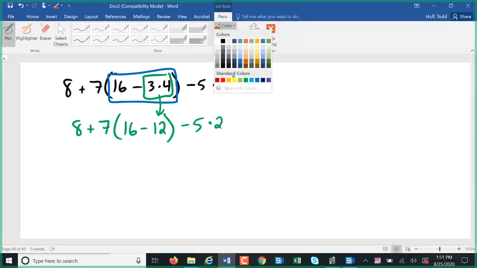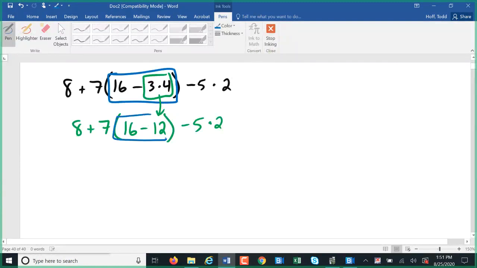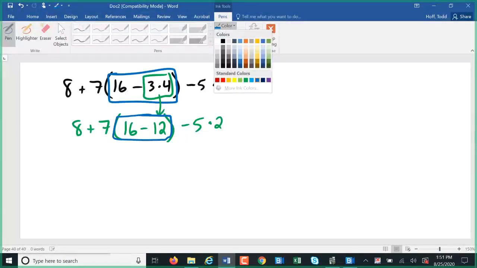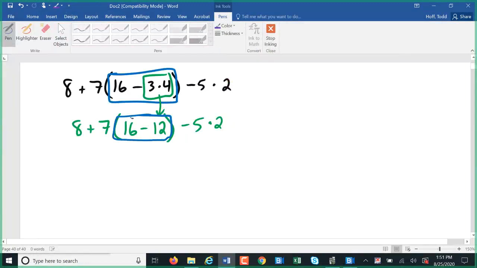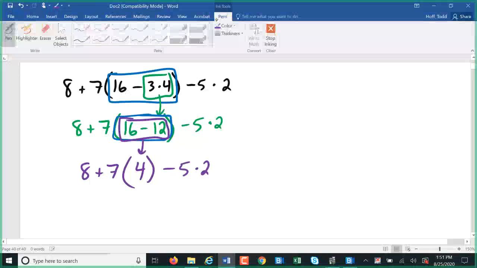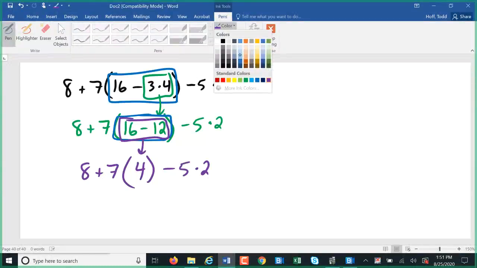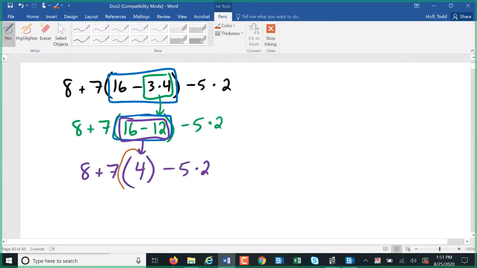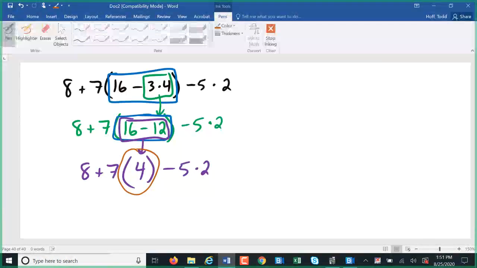Now we're still dealing inside the parentheses, inside this blue box. The last thing that needs to be done there is the subtraction. 16 minus 12, which is 4. So replace the 16 minus 12 with 4. Once again, everything else in the problem stays exactly as it was. Now at this point, we've reduced what's in this set of parentheses to a single number. What that means is we no longer need that enclosing symbol. We can get rid of it.